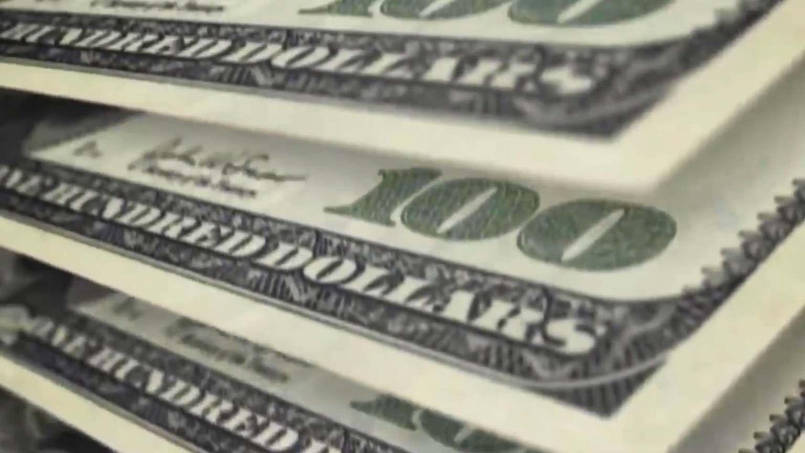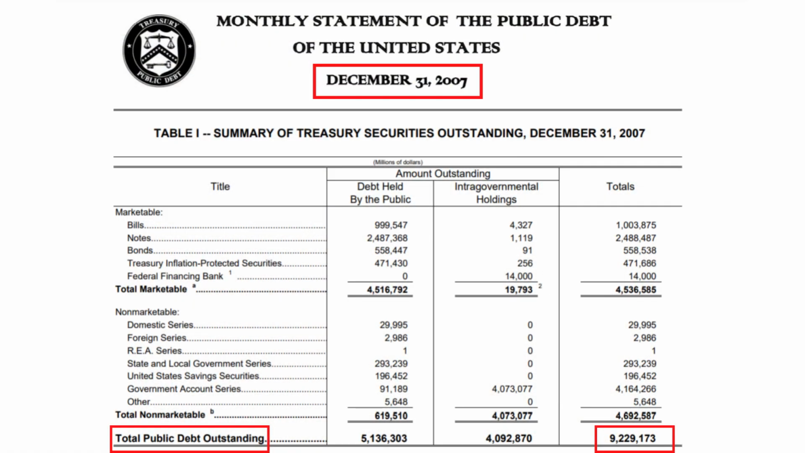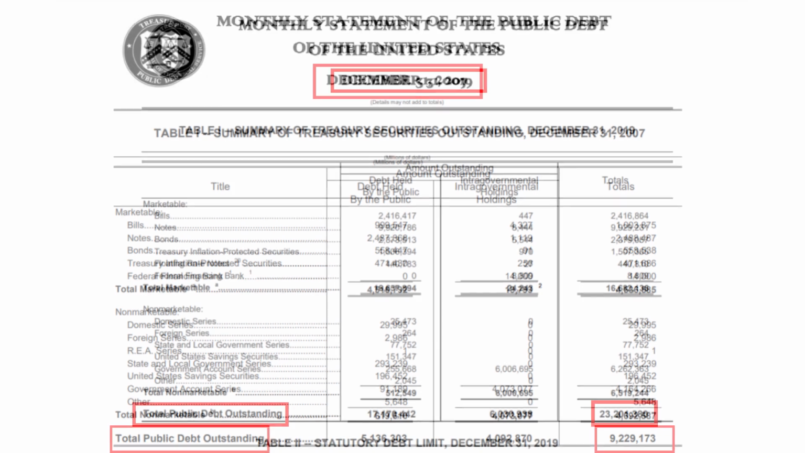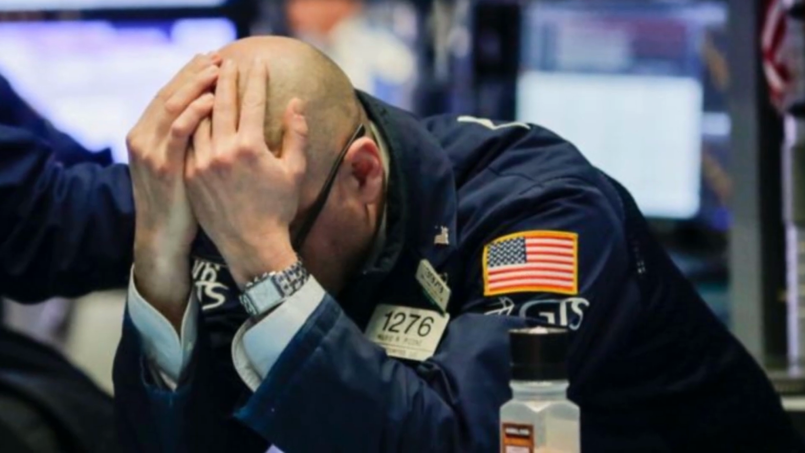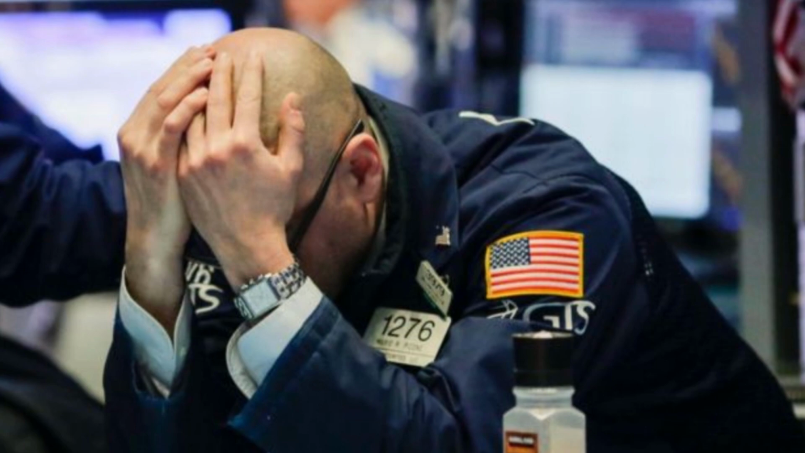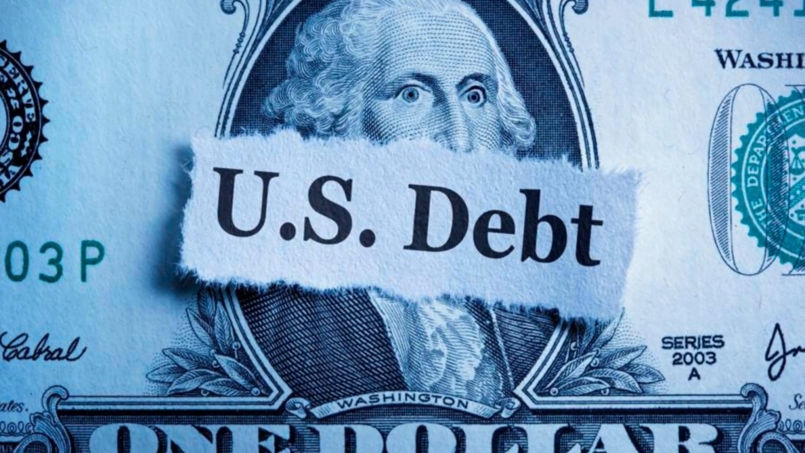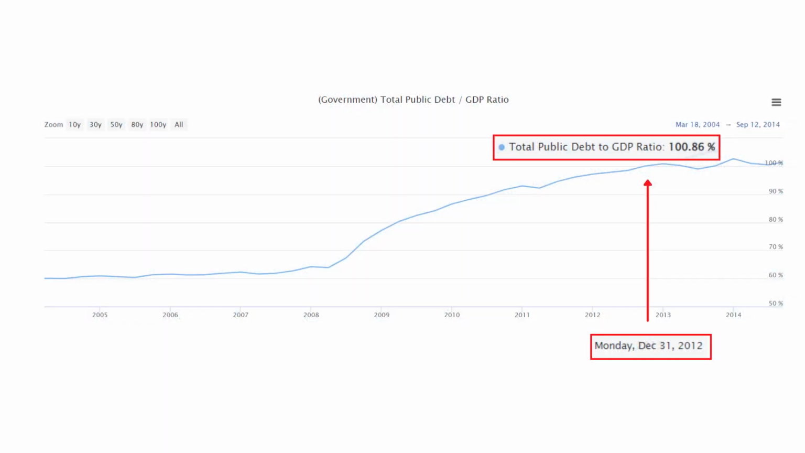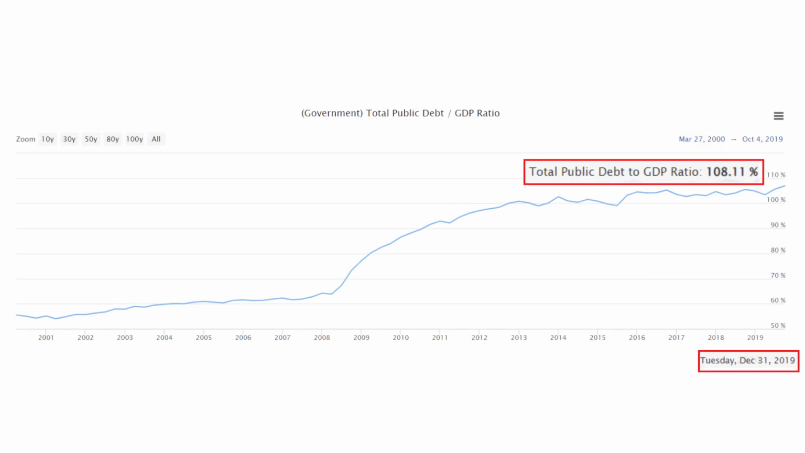In the following years, the US debt would rise from $9 trillion in December 2007 to $23 trillion in December 2019. That's right. The negative effects of the 2008 crisis on the US economy would still last until 2019. The increase in public debt would be so large and fast that the US debt would surpass the 100% of GDP mark in 2012, and reached the level of 108% in December 2019.